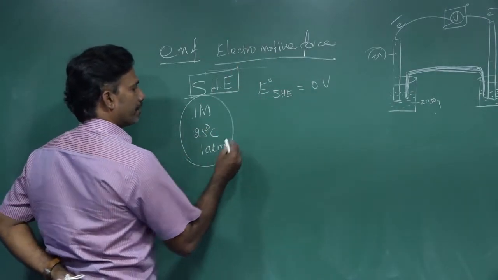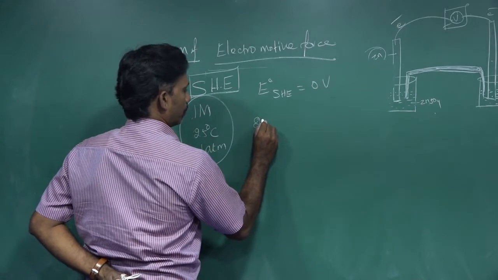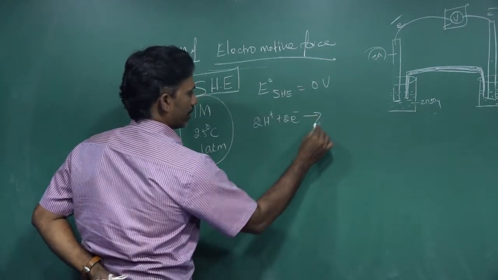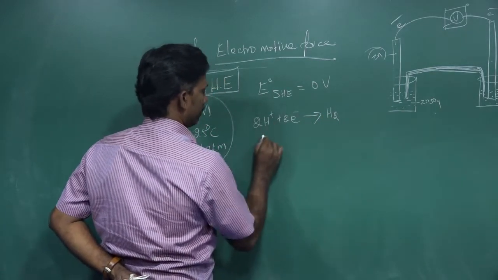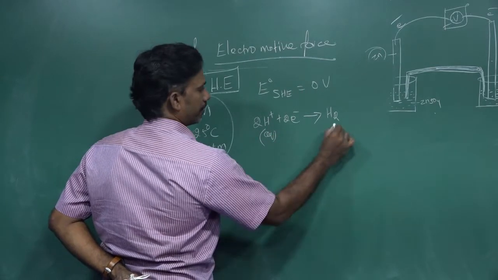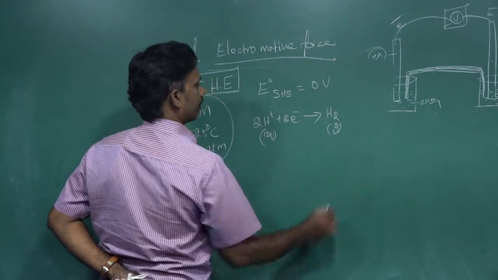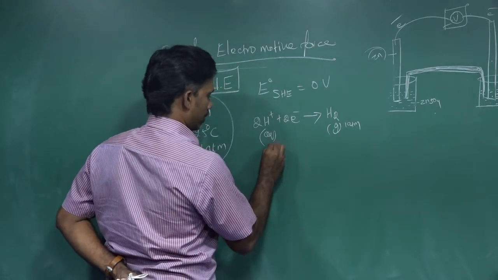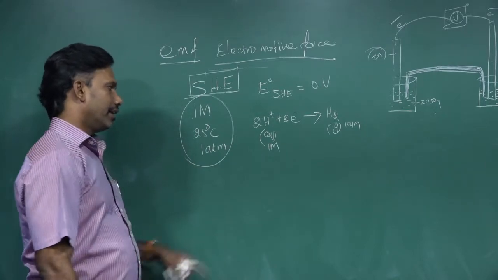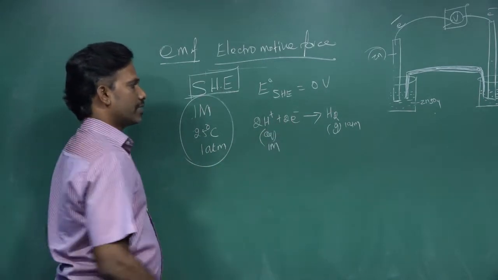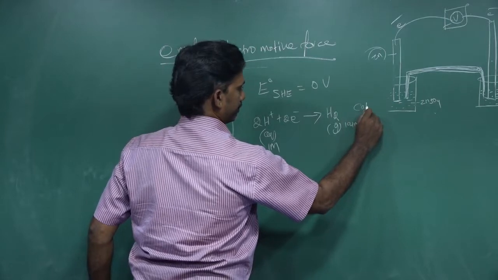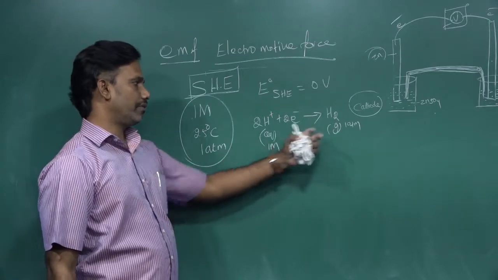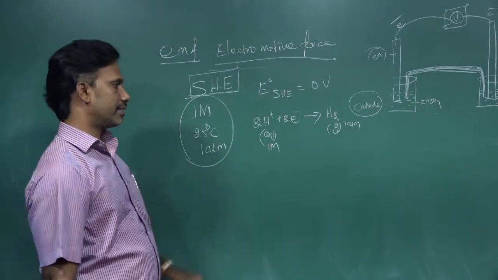For example, if we take 2H plus plus 2 electrons, it gives H2. H plus is in aqueous form, H2 is gaseous, at 1 atmospheric pressure and 1 molar concentration. What happens here? Here electrons are gained. So this is called the cathode reaction. You can connect the SHE at the cathode also. If you connect it at the cathode, the reaction will take place like this.